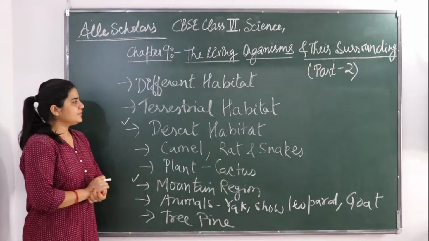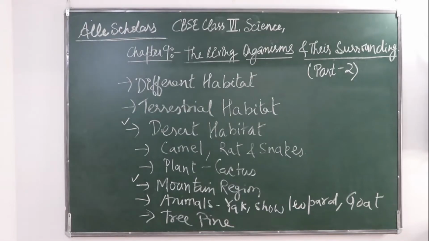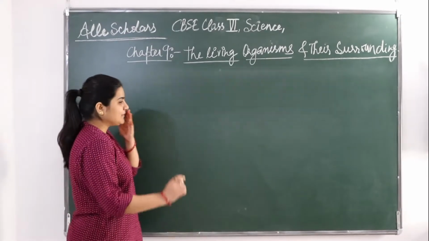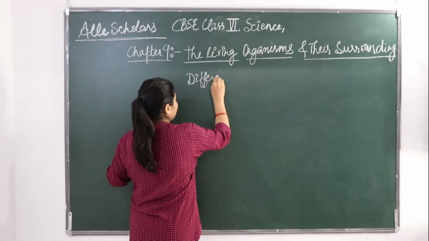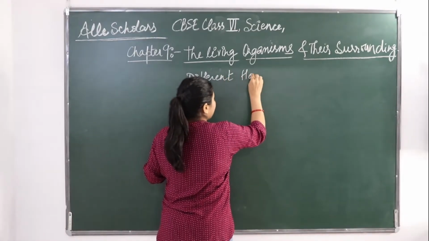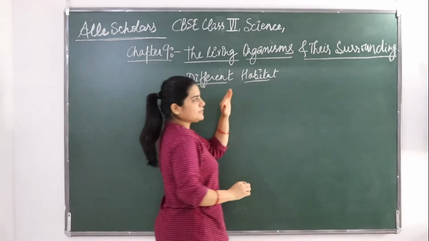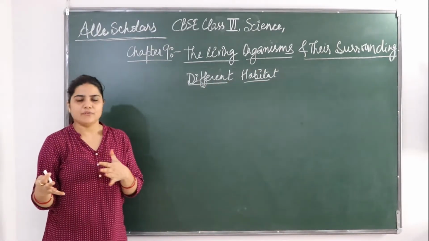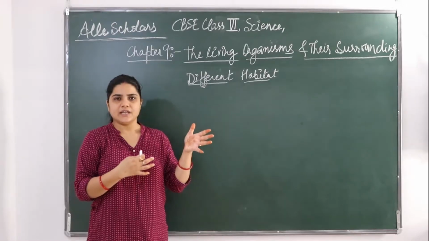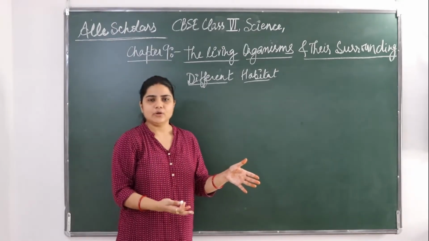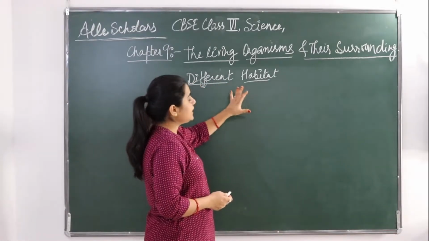First we will start with terrestrial habitat. So let's start. We will see the different habitats today. In the previous video of this chapter you have seen the components of habitat, that is the abiotic component and biotic component. We have seen that biotic components have all living organisms, abiotic has all non-living things. Now we will see different habitats.